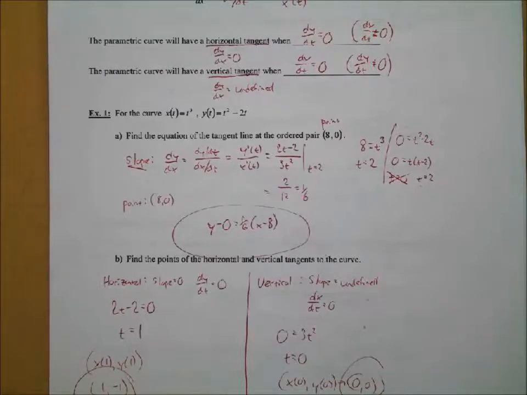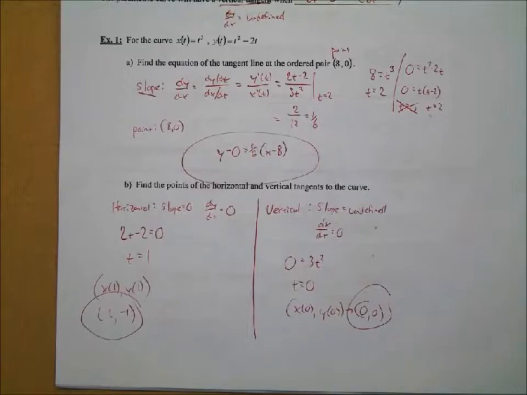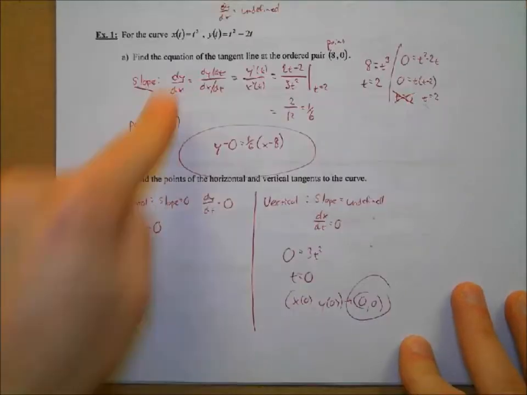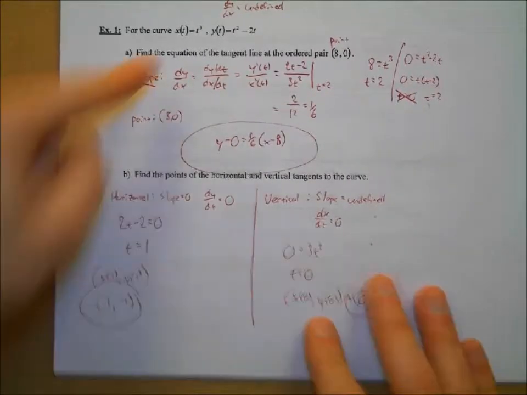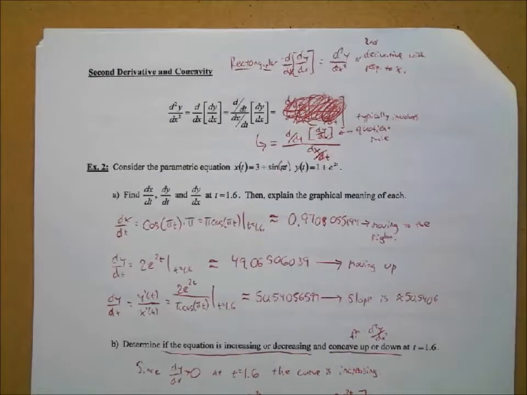Again, be careful here. When it says find points, that means you need to be getting x and y coordinates, not times. You use the t to get the x and y's, but eventually you need to give x and y coordinates. Points. Equation of a tangent line? Use your derivative at that point, and there's your point, and boom, equation of the tangent line right there.